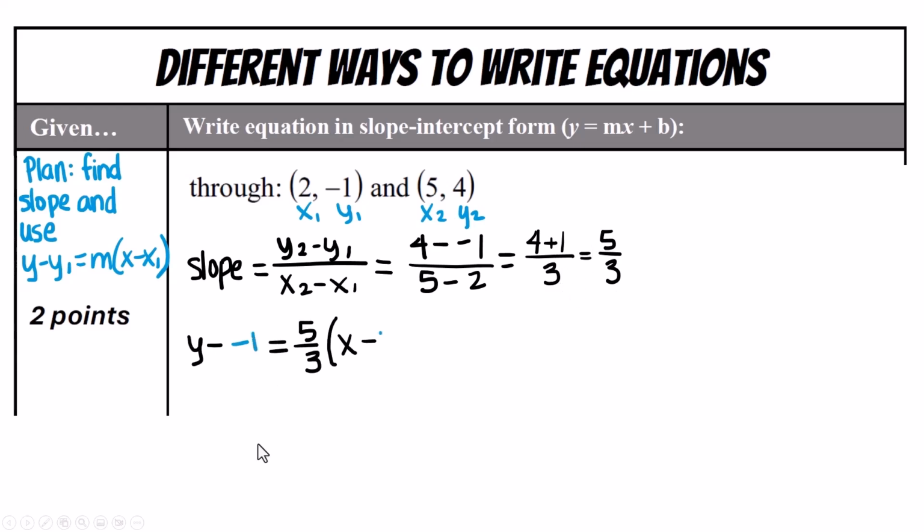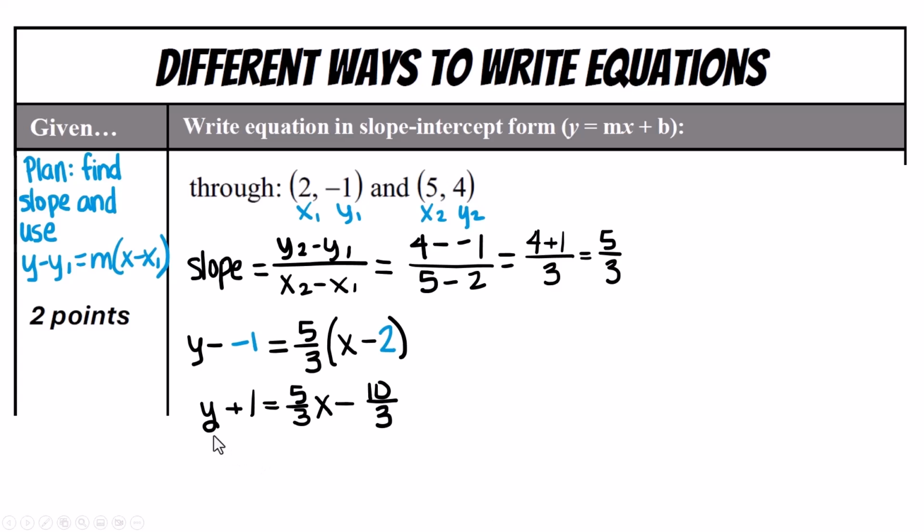Now, in my point slope formula, I'm going to use the first point. It really doesn't matter, but just to be clear, I'm going to use the first point all the time. I have y minus y1, so I have y minus -1 equals 5/3 times x minus 2. Simplifying, we get y plus 1, and then use the distributive property. 5/3 times x, 5/3 times -2 would be -10/3.